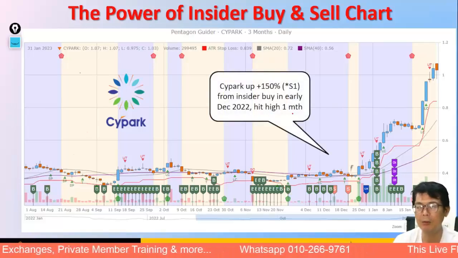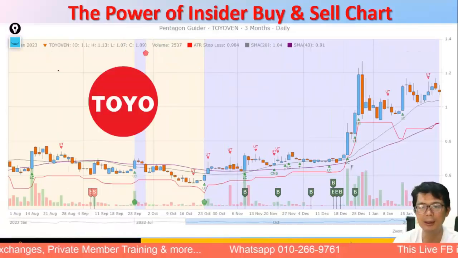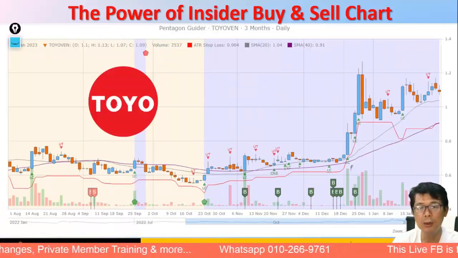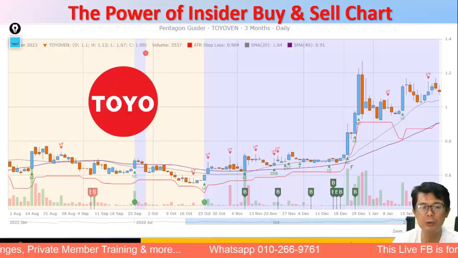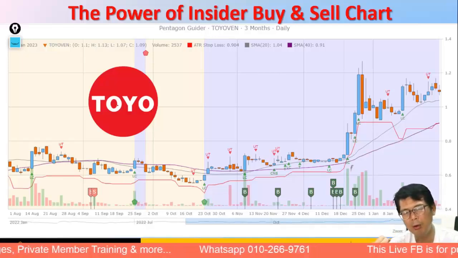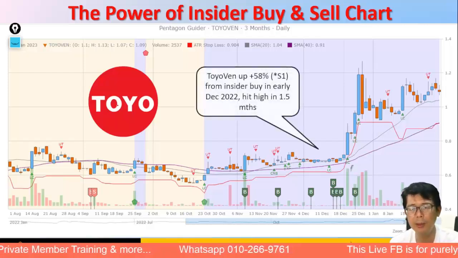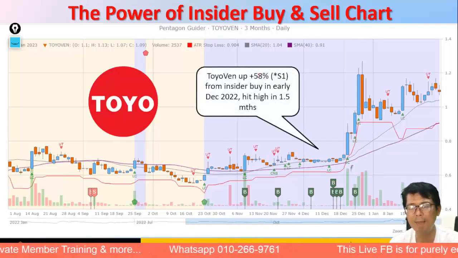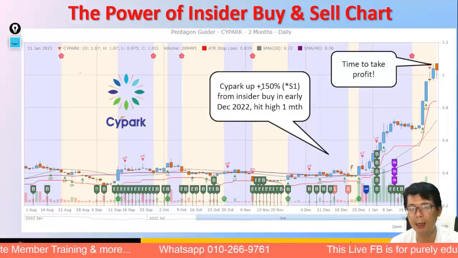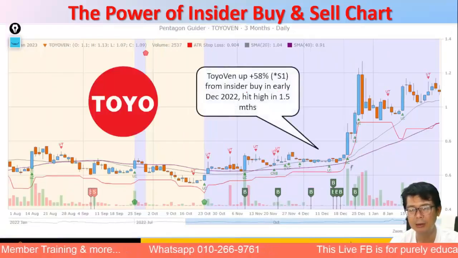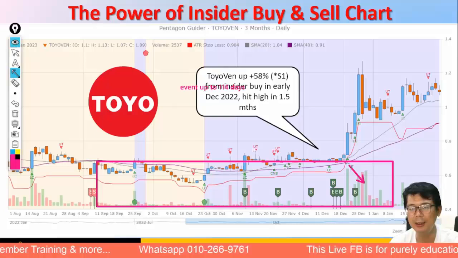Okay, that hit high after 1 month. So time to take the next one. We have Toyo. These generally fall into what we call the penny stocks, the small cap stocks below 1 ringgit. They work pretty well in here. So this one is up 58%, the previous one is up 150%. So you know, it pays to pay a bit of attention to it.